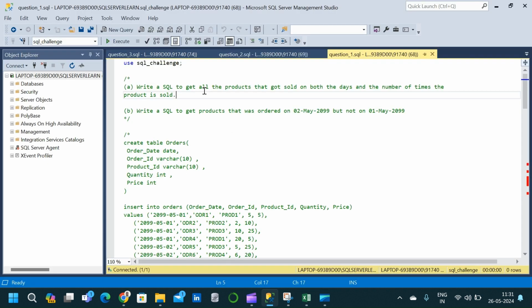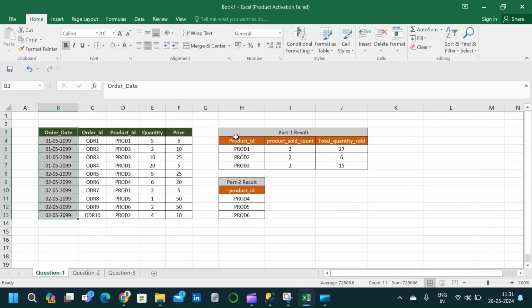And in the question, it's given that we have to get all the products that got sold on both the days and the number of times the product is sold. So in our expected output, we require product ID which was sold on both the days. So from this product ID column, we have to get the products which were sold on both the days, and the second column is the product sold count. That is the number of times the product was sold on both the days. That is the count of products sold. And in the third column, I have created an additional output which is called the total quantity sold that we can get from the quantity column.